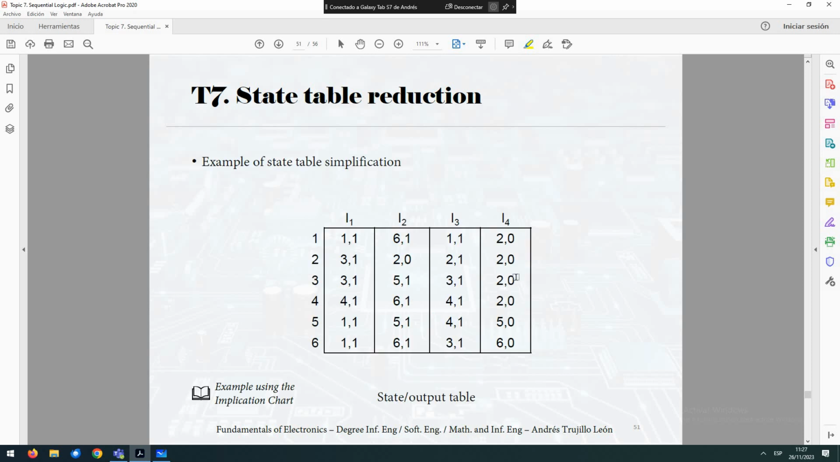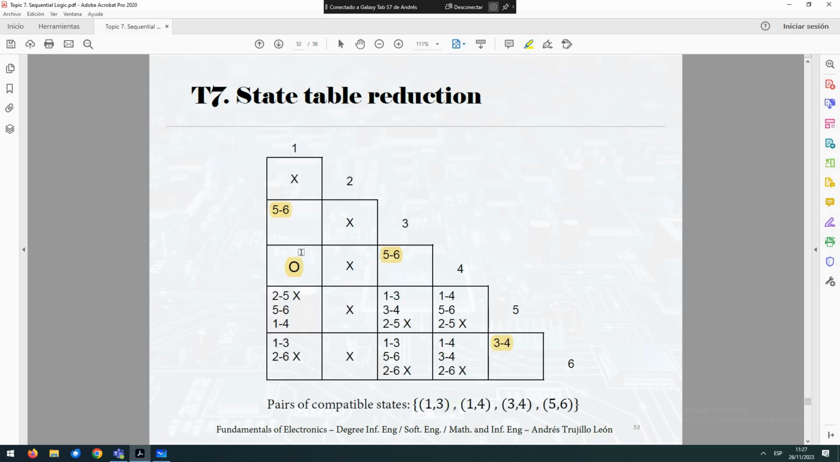When we're filling the table, we cannot add any condition, any dependency to a cell. It means that these two tables are compatible. So we have compatibles: the 1 and the 3, the 1 and the 4, the 3 and the 4, and the 5 and the 6. We have them here. The next step was to obtain the maximum compatible set.